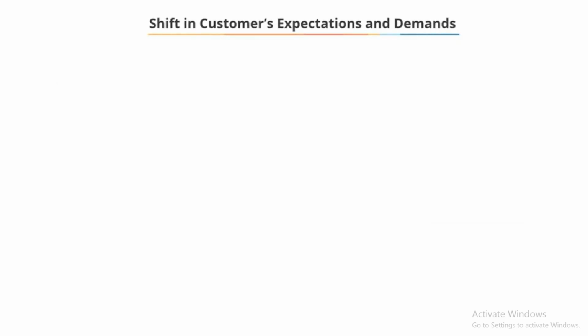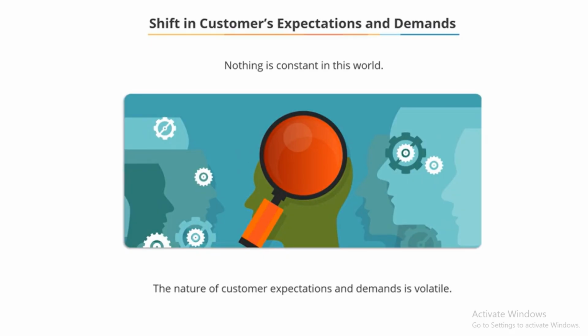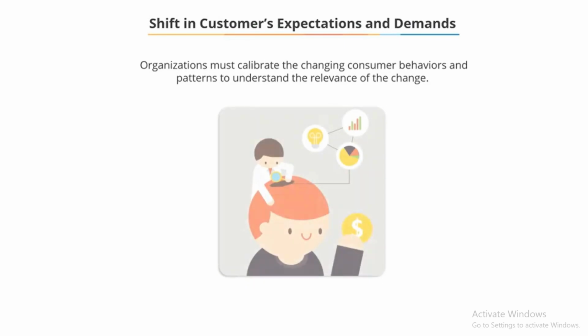Firstly, let's look at the shift in customers' expectations and demands. Nothing is constant in this world, things can change drastically from the time you fire a print to what comes out of the printer. So is the volatility and nature of customer expectations and demands. Organizations have to calibrate the changing consumer behaviors and patterns to understand the relevance of the change agenda and be quick enough to change gears.